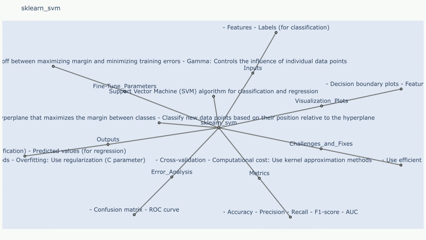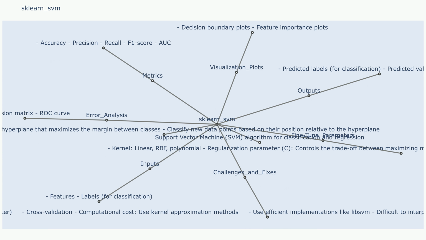Fixes to Challenge 1. Regularization. C parameter: reducing the value of the regularization parameter C can help prevent overfitting by allowing the SVM model to make some errors during training, thus promoting generalization. Cross-validation. Using cross-validation techniques to evaluate the model performance on unseen data can help detect and address overfitting.